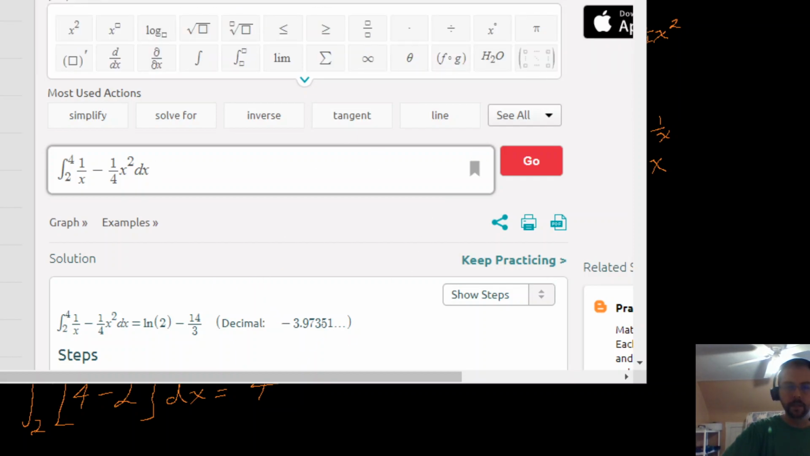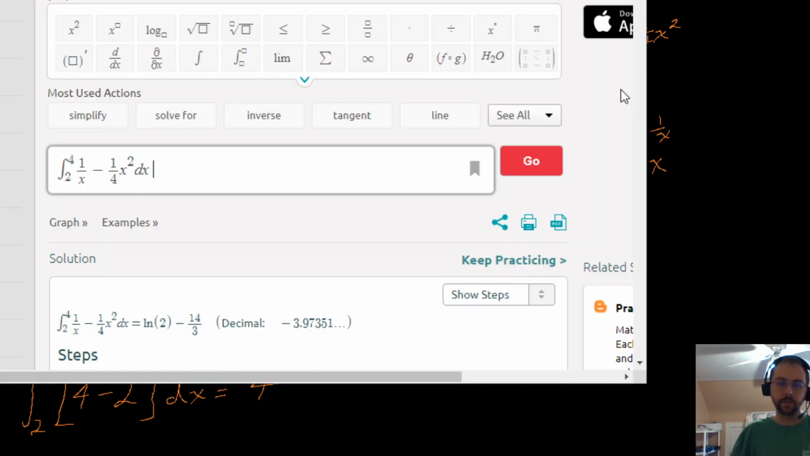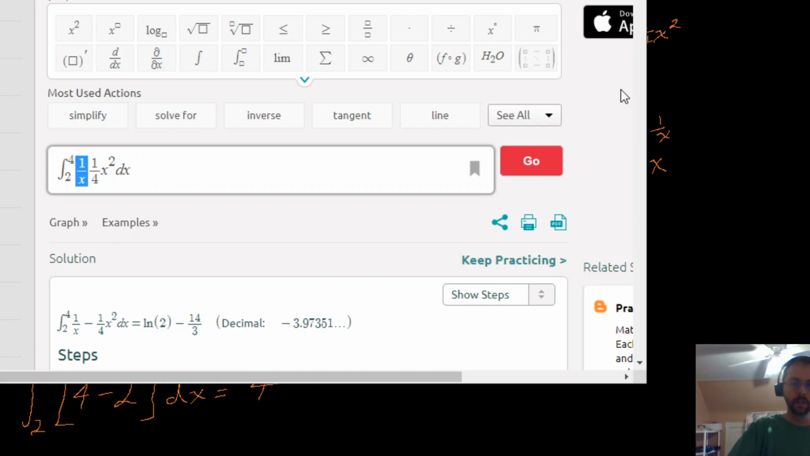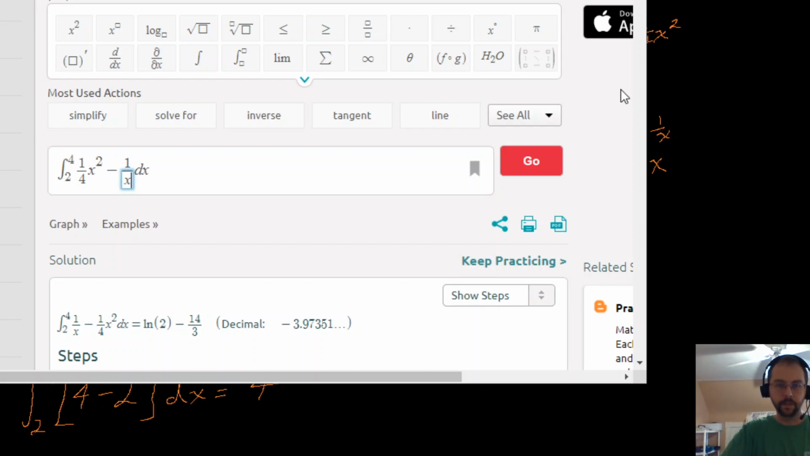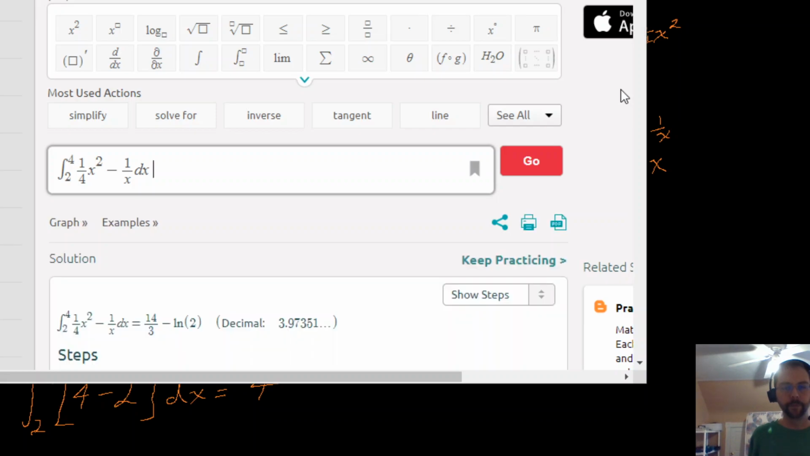We'll go with that. It shouldn't be negative. You know what? I think I did that last time too. Yeah, my bad. I just typed it in wrong. So I have 1/4 x squared minus 1 over x. Should be the same, but with the opposite sign. So 3 point, whatever that was, 97, I think. Yeah, we'll go with that. 3.97.